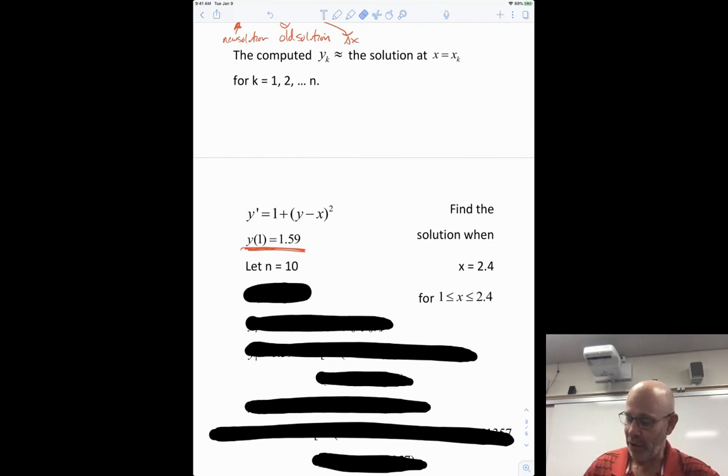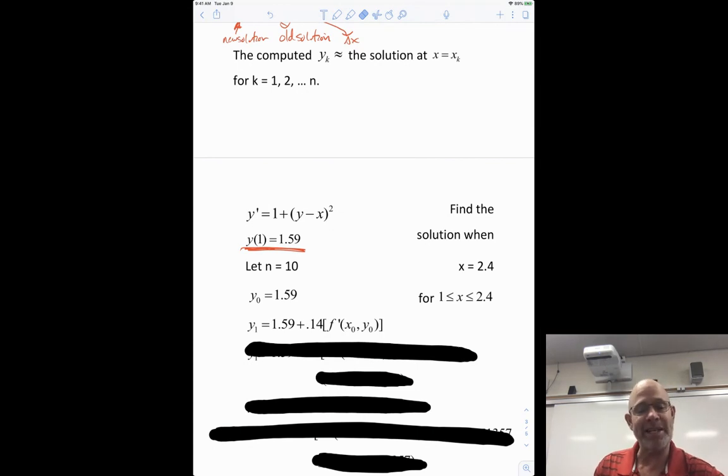All right, so here's how it works. Remember, my first solution is 1.59. I take that 1.59 and I'm going to add that to my step size. The step size is 0.14. I got that 0.14, remember, because we have 10 steps, and we're going from 1 to 2.4, right? So our total distance is 1.4, and we're doing it in 10 steps. So each step is 0.14. And then what I do is I multiply that by my derivative evaluated at my initial guess.